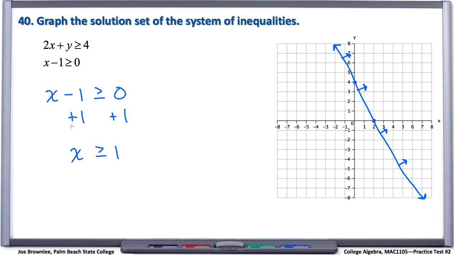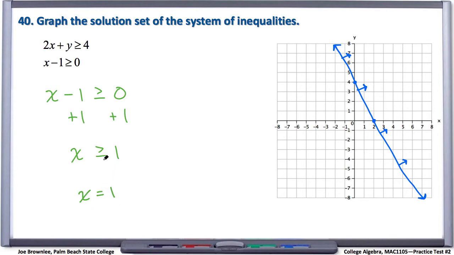And what I should do to make it a little easier to see is, let me use a different color. We'll use green. All right. So x is greater than or equal to 1. Well, again, if this inequality kind of scares you a little bit, pretend that instead you're graphing x equals 1. And how would you graph that line? Well, that's just a vertical line going up and down through the x-axis at positive 1.